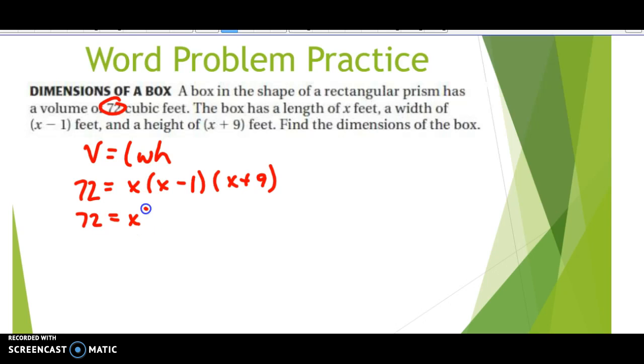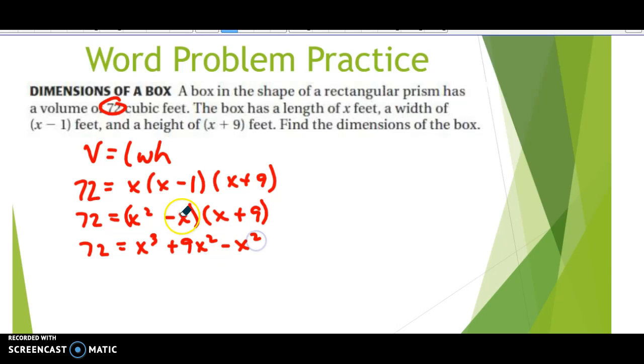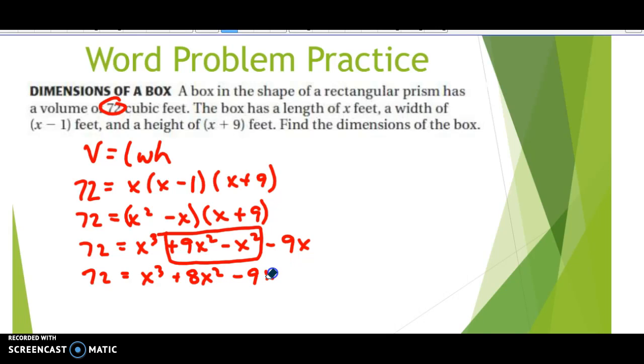So if I distribute this, I get x squared minus x, and now I need to multiply that by x plus 9. So now I'm going to FOIL. My first terms give me x cubed, my outside terms give me plus 9x squared, my inside terms give me negative x squared, and my last terms give me minus 9x. These are like terms, so I'm going to combine them. x cubed plus 8x squared minus 9x.